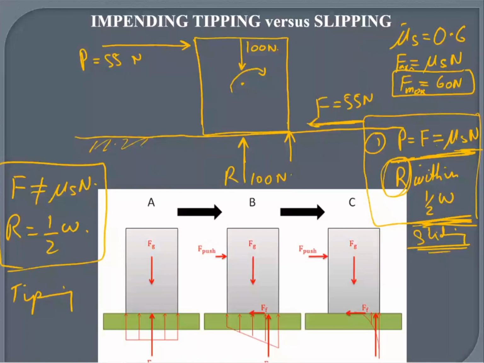So, two conditions. For tipping, the object will tip if the friction force doesn't reach the maximum value and R reaches the edge of the body footprint. The sliding happens when F reaches the maximum value, but R does not reach the edge of the object footprint. Is that clear to everyone now? Yes, sir.